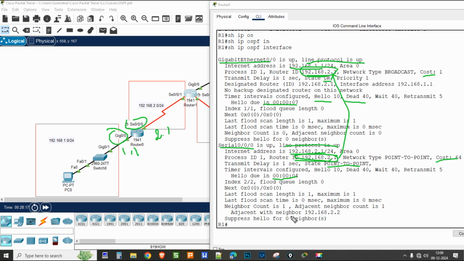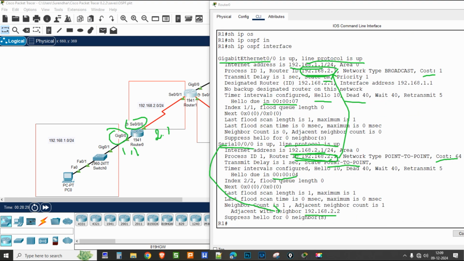Here, adjacency with the neighbor router. Who is the neighbor router for that interface? There is no adjacency. There is no other router inside the LAN topology, so we need to configure the passive interface for this topology. This reduces the wastage of routing information advertisements.